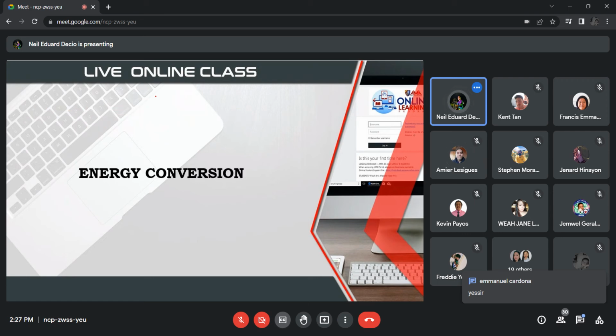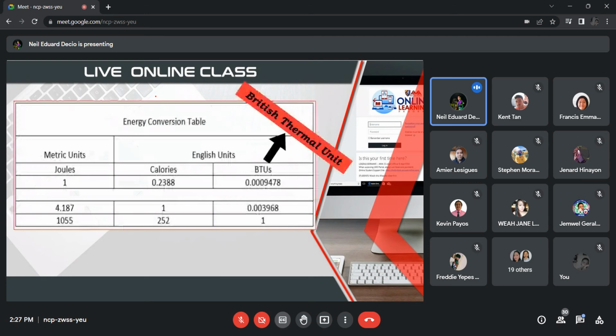Okay. We still have the energy conversion. For energy conversion, the metric unit is joules. And for English units, we're using calories and BTUs or the British thermal unit. So 1 joule is equal to 0.2388 calories, and that's equal to 0.000947 BTUs. Okay. So let's try to convert calories to joules.